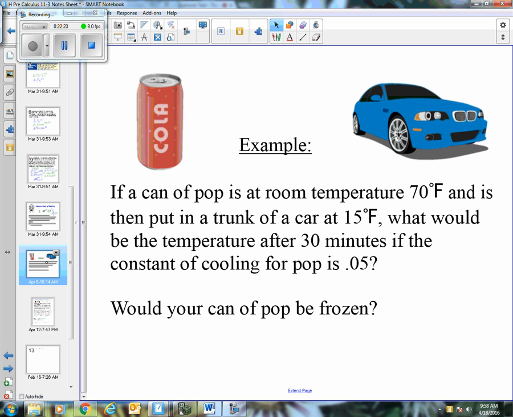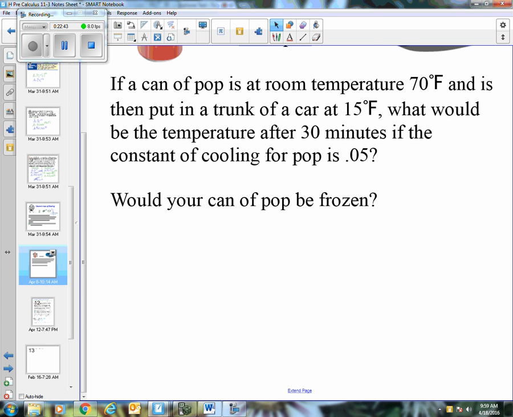So true story. I bought a whole bunch of pop for an event, about 12 cases, put it in the back in the trunk of my car. So I bought this at Cub. It was 70 degrees in Cub. It was lovely. Went out. It was January. It was disgusting. It was 15 degrees outside. And I put the pop in the trunk. All right, so what would the temperature be of that pop in my trunk after 30 minutes if the constant of cooling was 0.05? Would my pop be frozen? All right, let's see what you think.